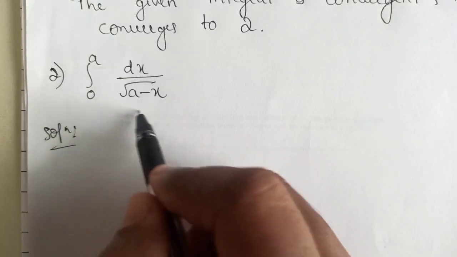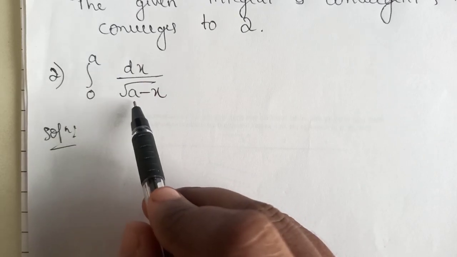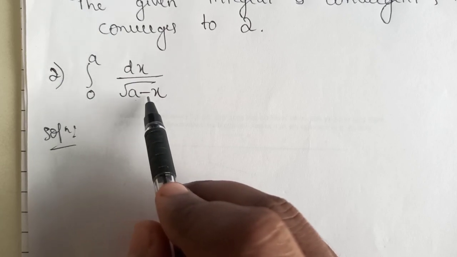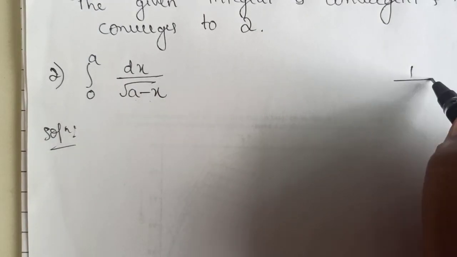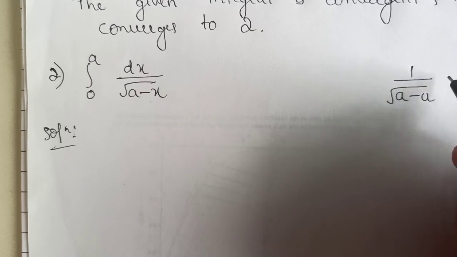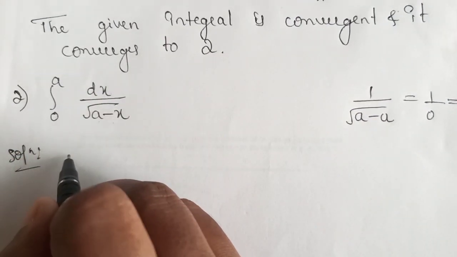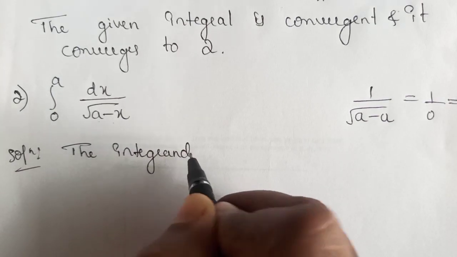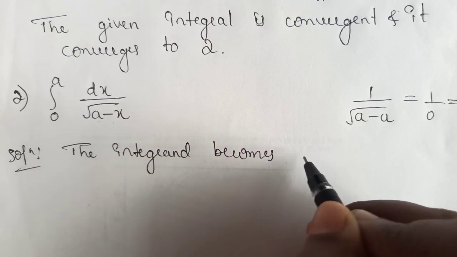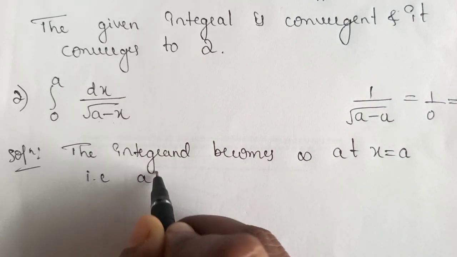We can observe that this integrand becomes infinite at the upper limit, because if you substitute x equals a, we get a minus a equals 0, and 1 divided by 0 is infinity. Therefore the integrand becomes infinity at x equals a, that is at the upper limit.